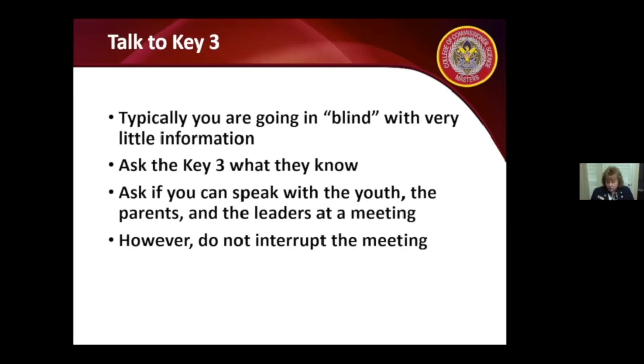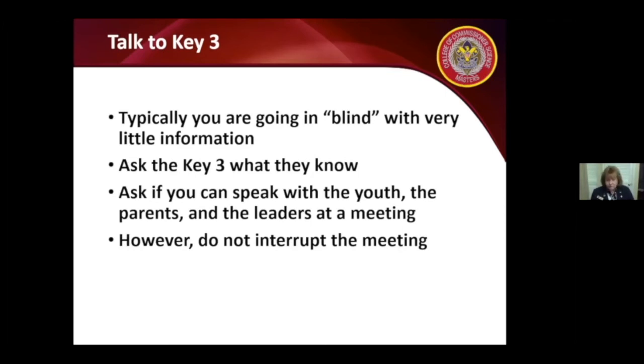Okay, then after you have spoken with the key three, call the unit leader and tell them you're going to be coming to one of their meetings, and whichever meeting you've decided to go to, whether it be the committee meeting or a den meeting or a pack meeting or whichever troop meeting, let them know you're coming. Be sure and arrive early and let them know that you are there, and ask them if it's okay if you speak with the youth or the parents and the leaders at the meeting. Don't interrupt at any time, but when there is something going on or they're having to take turns, that's a good time to speak to the other people that are at the meeting.